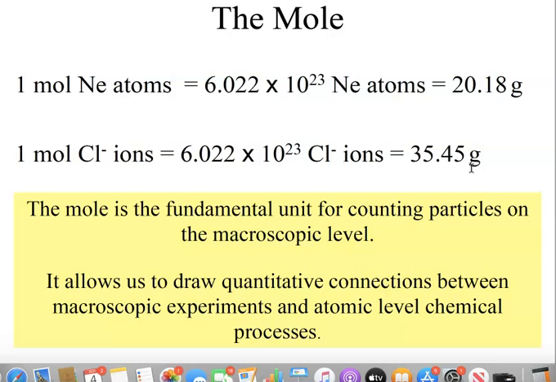6.022 times 10 to the 23rd hydrogen atoms multiplied times 1.66 times 10 to the -24 grams for every hydrogen atom is what gets us to 1 gram. The mole is the fundamental unit for counting particles on the macroscopic level, and this definition is important for the AP Chem learning objective. It allows us to draw quantitative connections between macroscopic experiments and atomic level chemical processes.